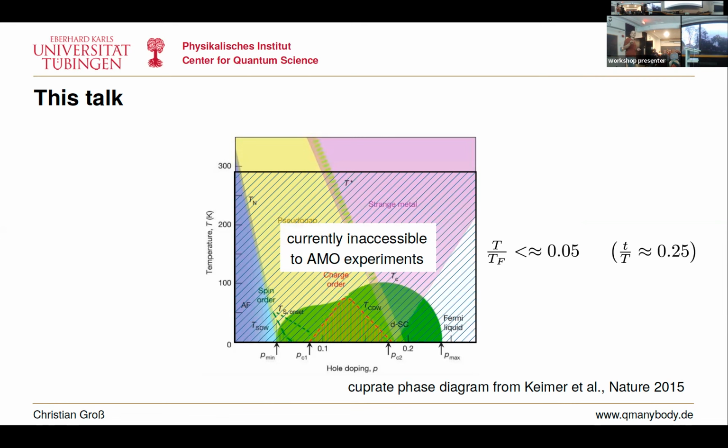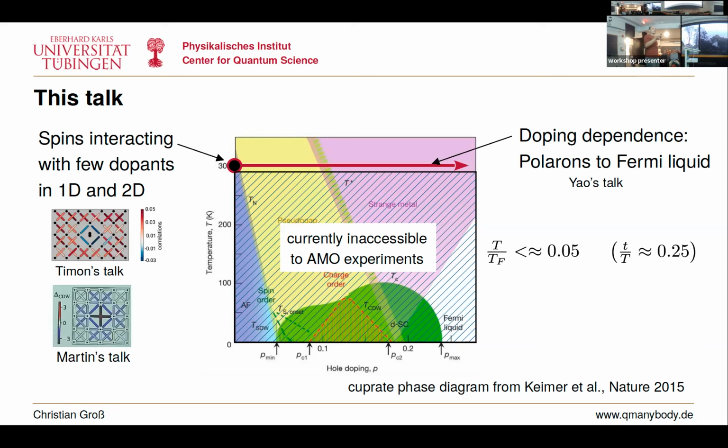Because I want to tell you a little bit about the experiments, I planned to talk about our experiments in Munich, where we scanned the doping region at these elevated temperatures and measured local correlations around the hole from the spin polaron that Timon already talked about. Yao also talked about it, and now Martin has another incarnation of that polaron on the attractive side. I wanted to talk a little bit about this doping dependence, but I will cut this short because Yao did it already.